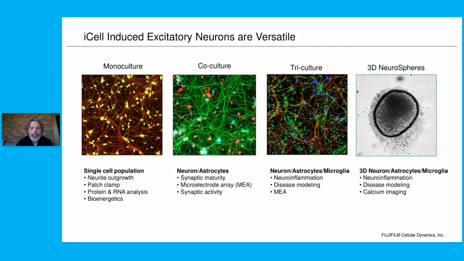Both our healthy and our disease cells can be cultured in a variety of permutations, from cells in monoculture to multicellular cultures in 2D or 3D. And this slide illustrates this and lists some of the more common assays used under each situation. The point being that you can really utilize our cells and tailor your experiments to answer specific biology of cells or of the disease of interest.